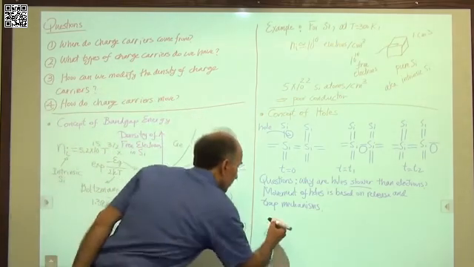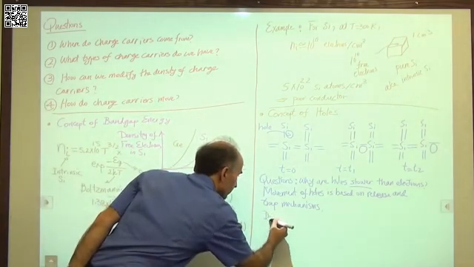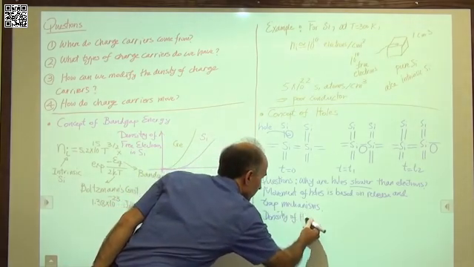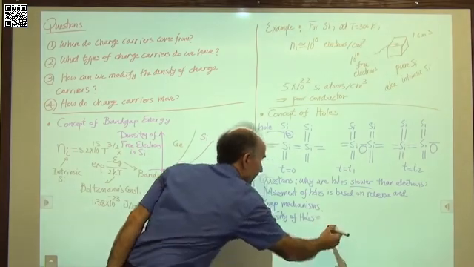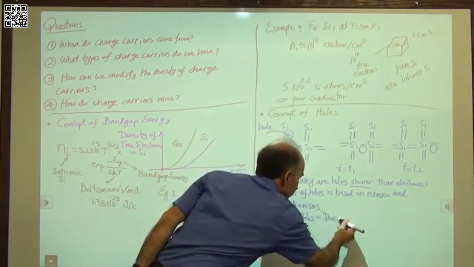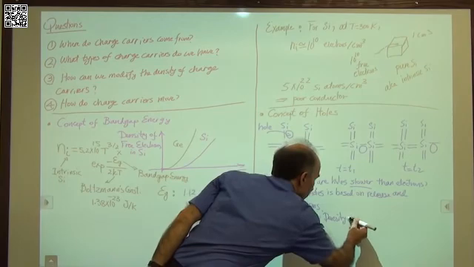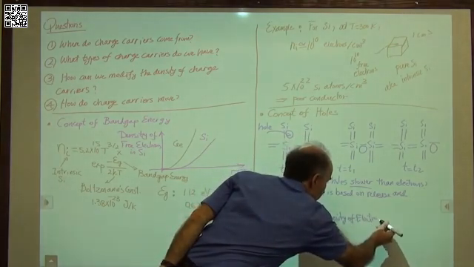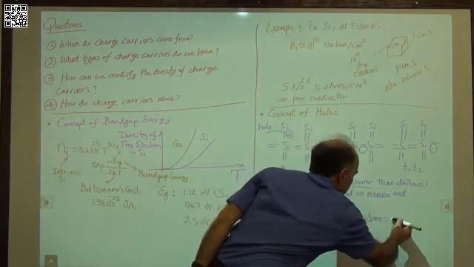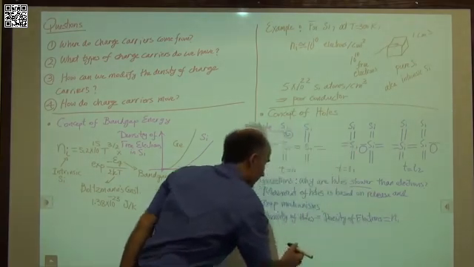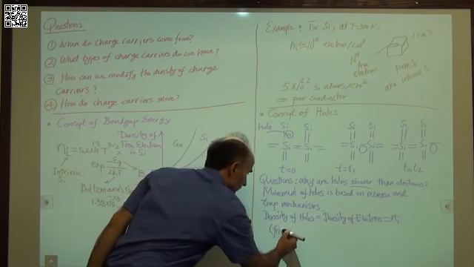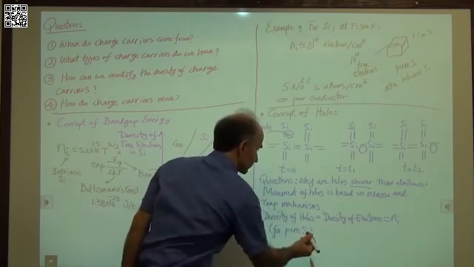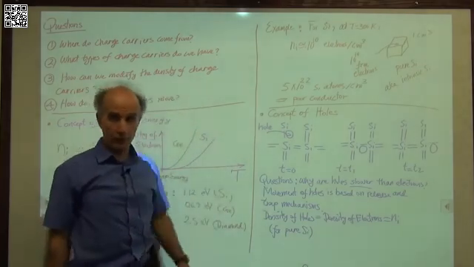So we say that the density of holes is the same as the density of electrons. I'll just say electrons even though we mean free electrons, and it's equal to Ni for pure silicon. Okay, so that's good to know.